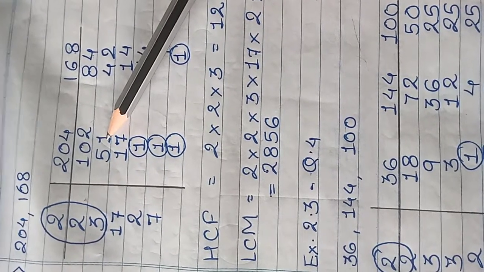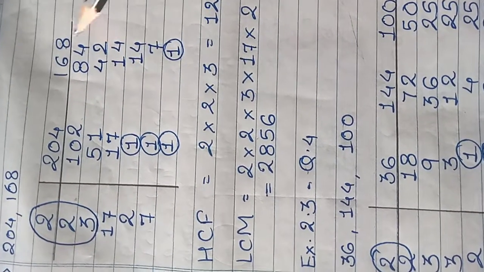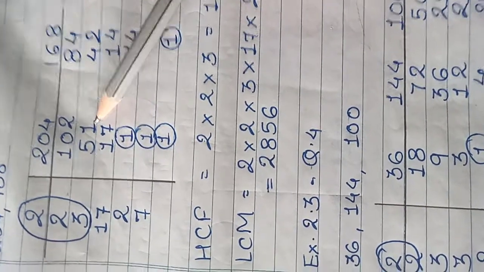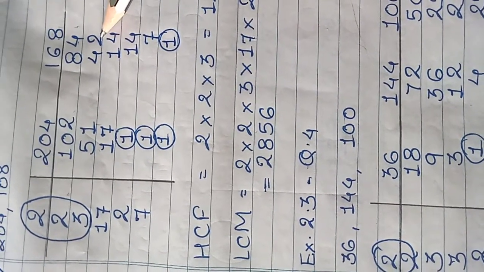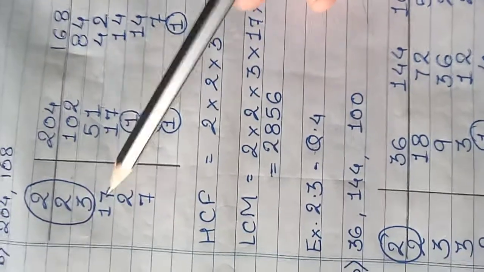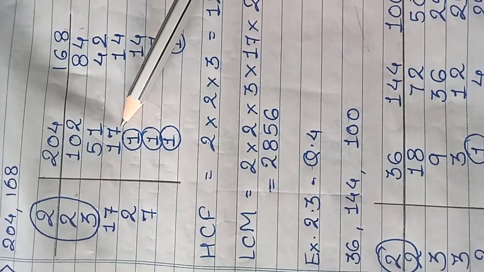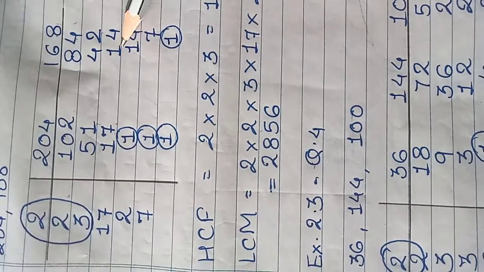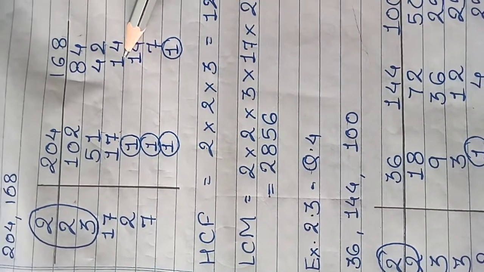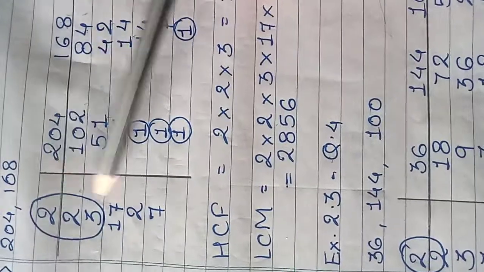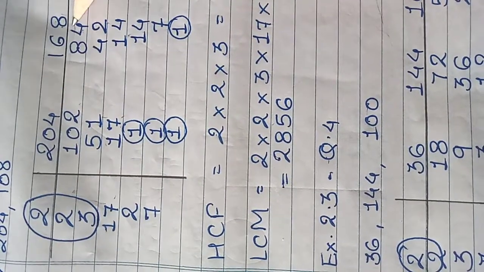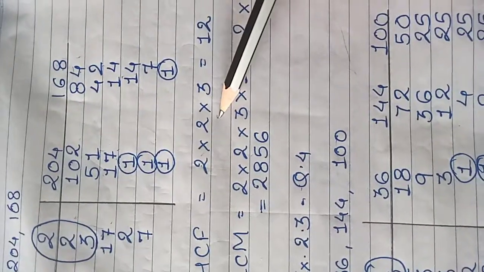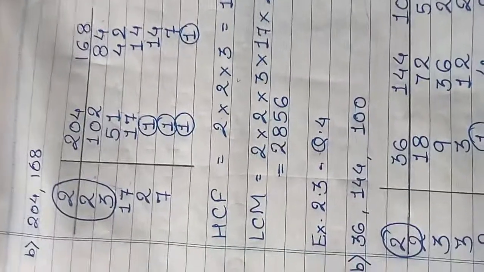After dividing 102 by 2, I got 51. After dividing 84 by 2, I got 42. 5 plus 1, 6. 4 plus 2, 6. So the next common factor is 3. After dividing by 3, I got 17 and 14. Now, after 17 and 14, I will not get any common factor. So these are my common factors for both the numbers: 2, 2 and 3. So my HCF is 2 2s are 4, 4 3s are 12.